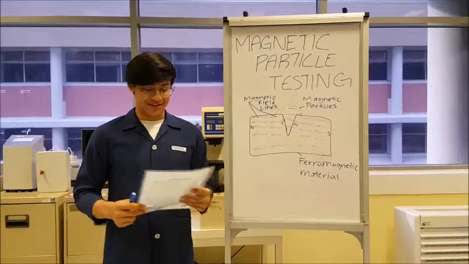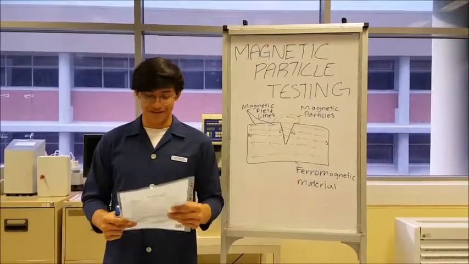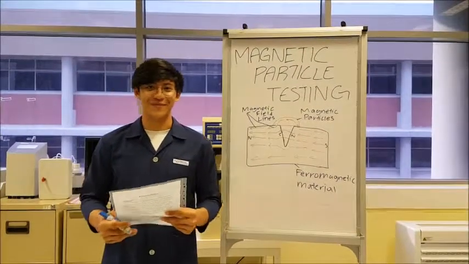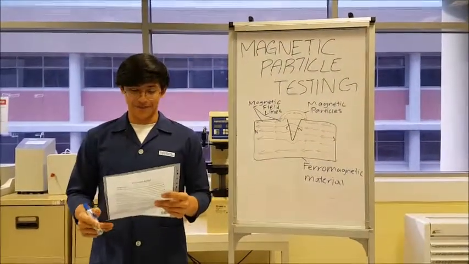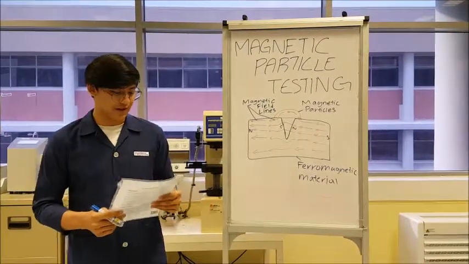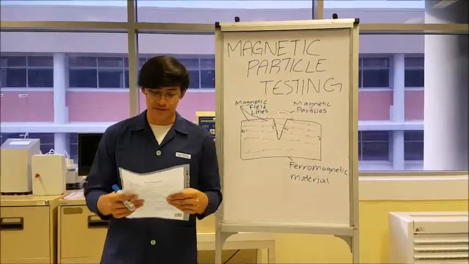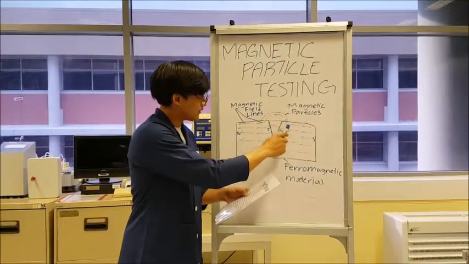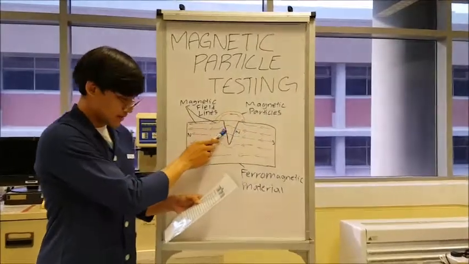So magnetic particle testing uses one or more magnetic fields to locate surface and near surface discontinuities in ferromagnetic material. The magnetic field can be applied with a permanent or an electromagnet. When the magnetic field encounters a discontinuity transverse to the direction of the magnetic flux, the flux lines produce a magnetic flux leakage, which are all these.